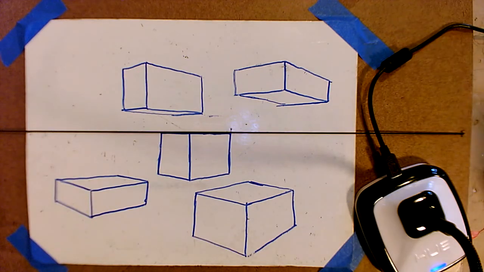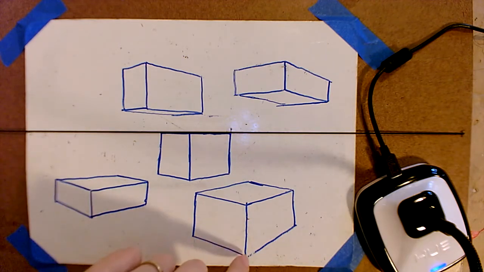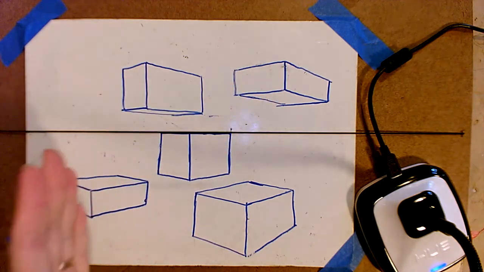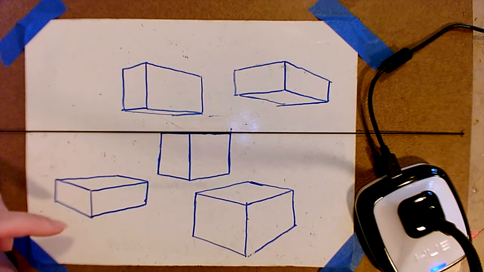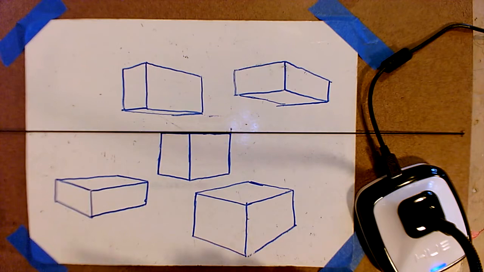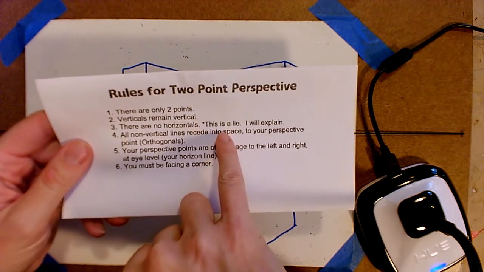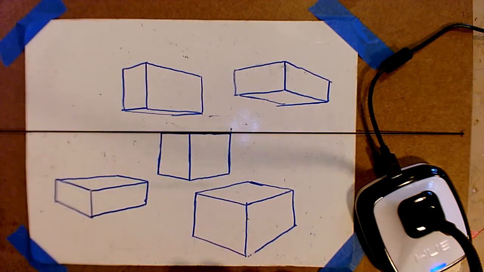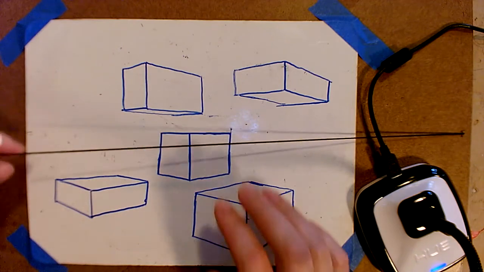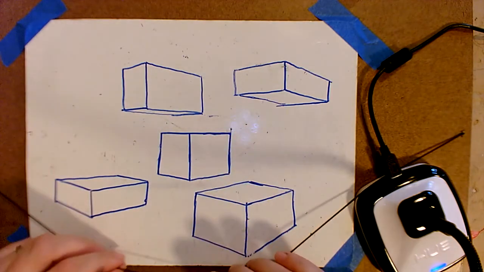Okay, so I've drawn a few more boxes here to show you a few things. I want you to notice that all of the fronts of them, they all have a corner that you're facing, right? If it is below your horizon line, then you can see the top of it, and if it is above your horizon line, you can see the bottom of it. But wait a minute. So remember when this said this is a lie, there are no horizontals? There is exactly one place where there can be a horizontal. So I'm going to move this just so you can see it.